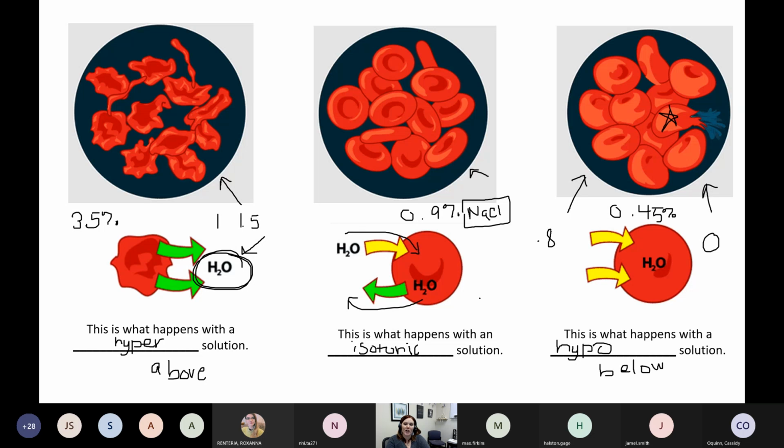Yeah, and somebody had mentioned in the chat, what's the concentration inside? Multiple people are correct in saying that the concentration inside is 0.9%. That is accurate. Yes, 0.9%.